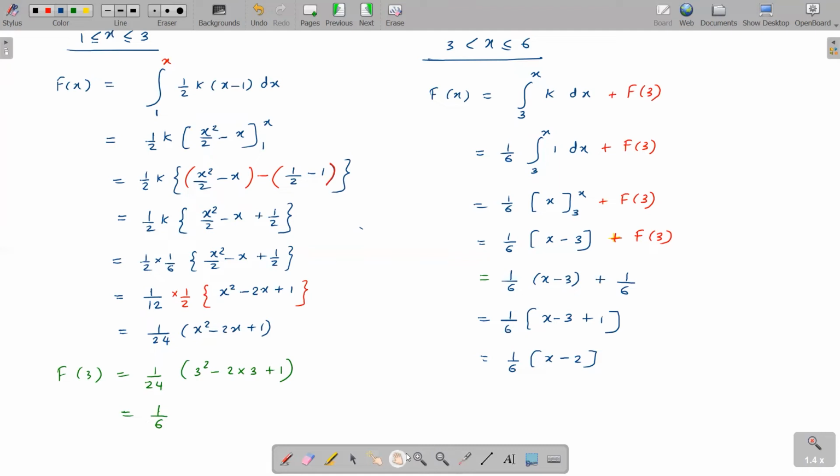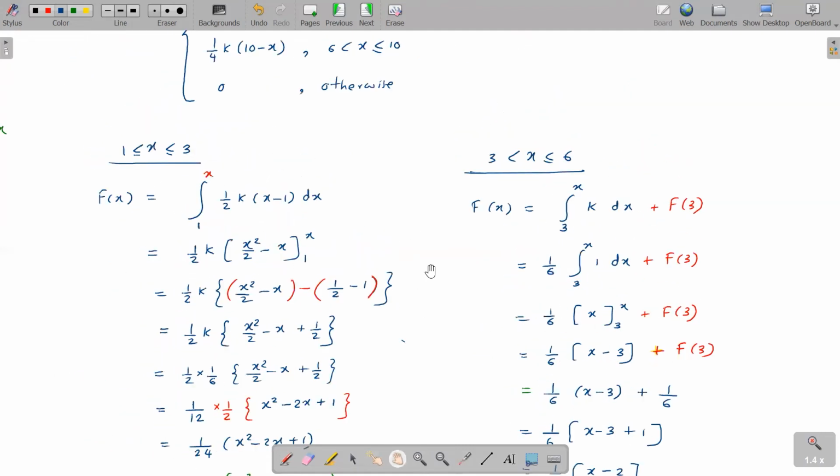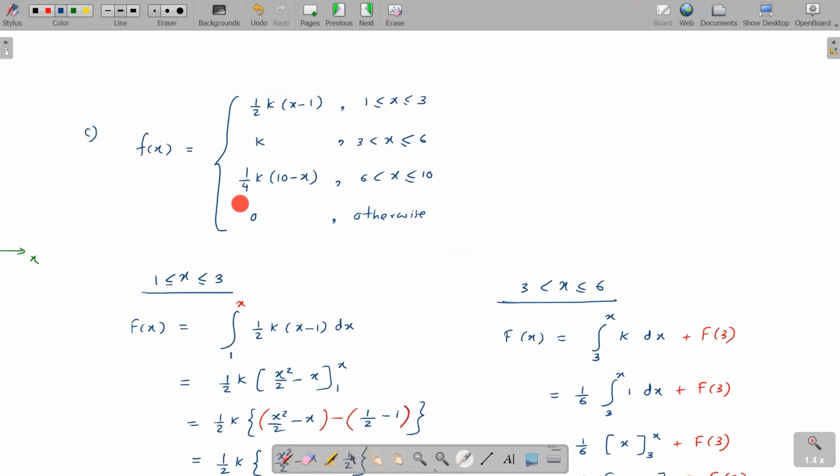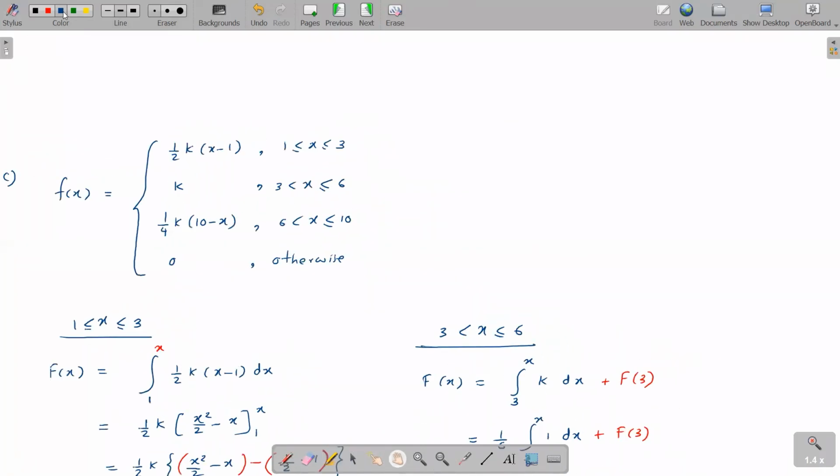Okay, let's continue. We are not done yet. So now I have to find the capital Fx for the third part. How should I use capital Fx for the third part? For x values between 6 to 10, integrate from where to where? The graph is given from 6 to 10. So you integrate the graph from the lower limit to x, where x represents any value between 6 and 10. Are you with me? Okay.